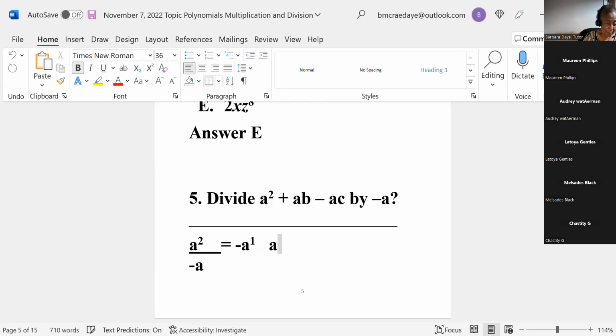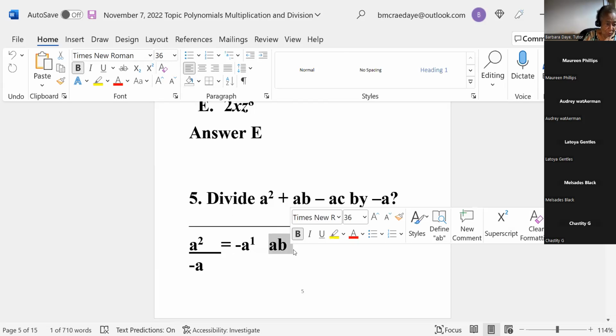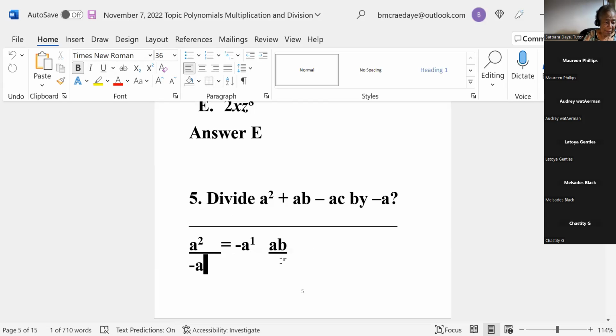Okay, so you have AB, and that is divided by minus A. Now, what is that equal to, Mercedes? A minus A. Put a minus A here. Okay. What is that equal to? Minus 2? I'm not sure what to give for the answer. It's minus AB. No, minus 1B.